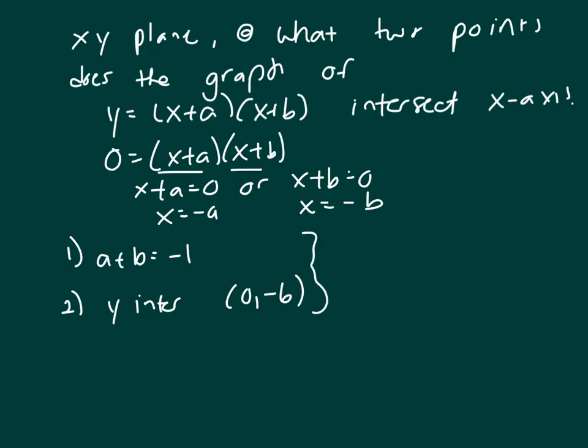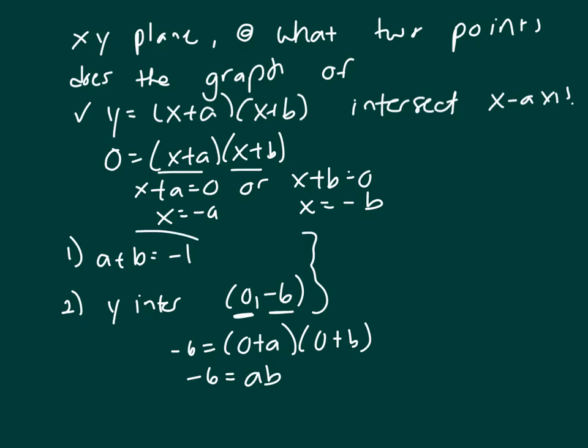So this is an ordered pair, x and y, and we know it will satisfy this equation. So let y be negative 6 and x be 0, so that would be negative 6 equals 0 plus a times 0 plus b. So that tells me negative 6 equals a times b. And then I can take clue 1 and solve it for either a or b and plug it in here and solve to find a and b.